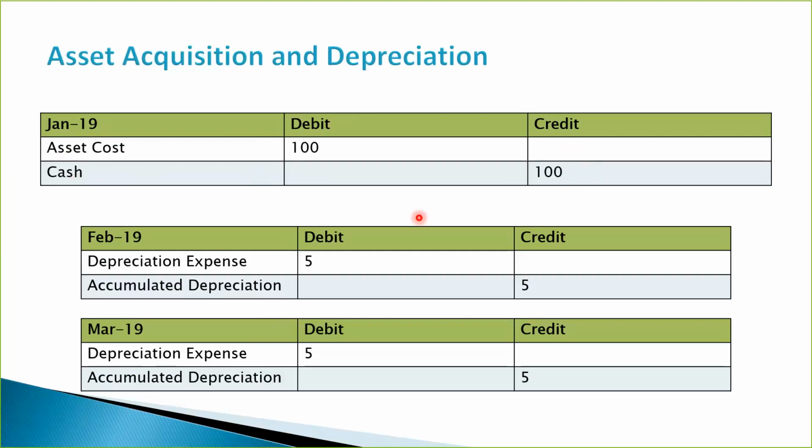So depreciation expense is an expense account. And accumulated depreciation, we talked about it and we said it's a contra asset account, okay? So its natural balance is a credit balance, which is negative. And that's the opposite of what an asset account should be. That's why it's called a contra asset account. So this is how depreciation would be calculated periodically. This is for February and this is for March. Okay.